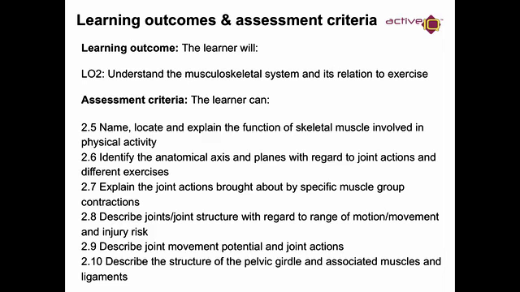We'll be able to name, locate and explain the function of skeletal muscle. We'll be able to identify the anatomical axis and planes with regard to joint actions and different exercises. We'll be able to explain the joint actions brought about by a specific muscle group, and describe joint actions or joint structure with regard to range of motion and potentially the risk of injury. Lastly, 2.9, describe joint movement and potential joint actions, and describe the structure of the pelvic girdle and associated muscles and ligaments.